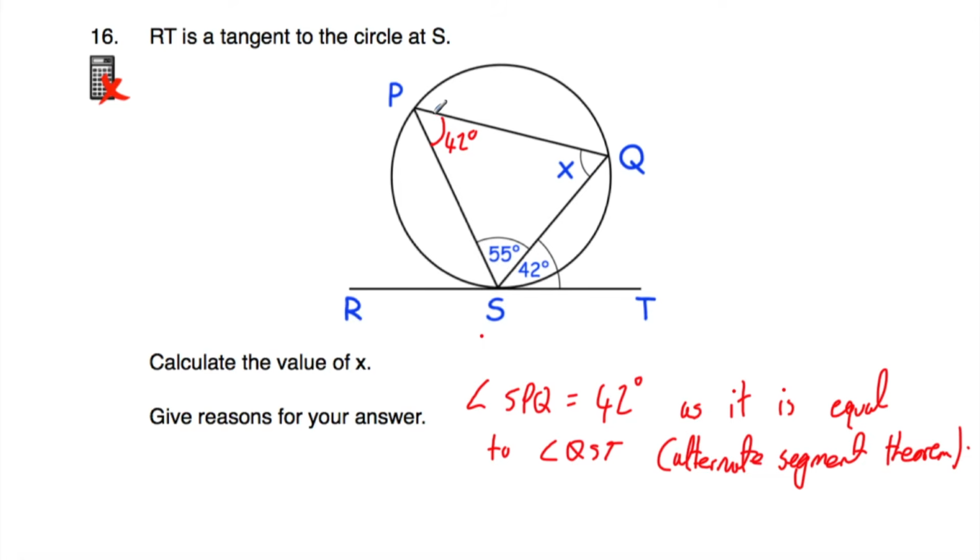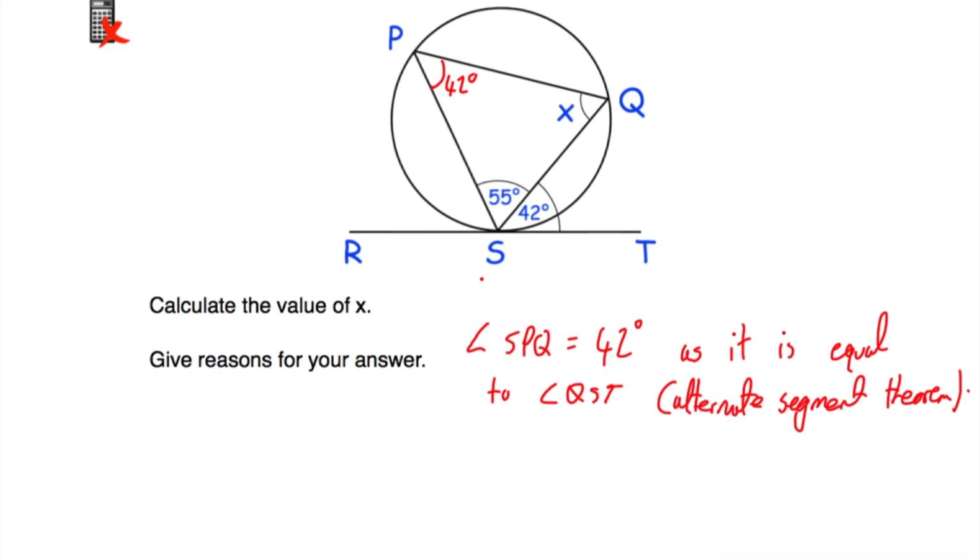Now we've got a triangle and we know two of the angles, so we can just add these up and take them away from 180 degrees to find the size of angle PQS, which is the angle X that we're trying to find. So let's add these up and take it away from 180 degrees.